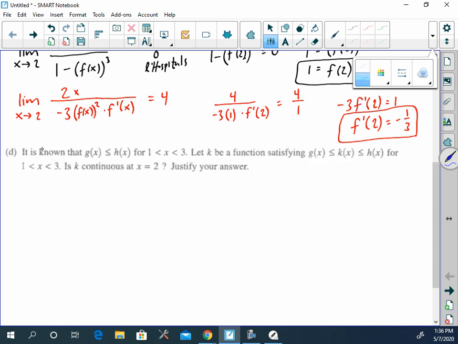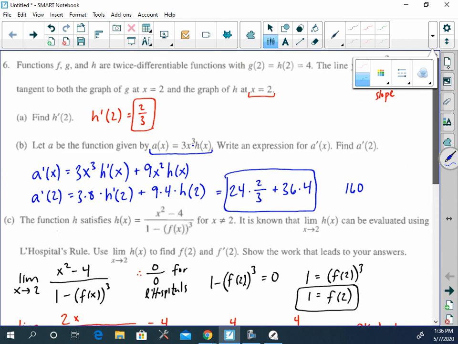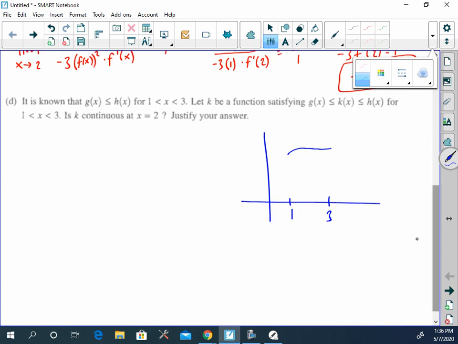So with this one, it says it is known that our g of x is below our h of x or equal to it from 1 to 3. So if we just think visually here, from 1 to 3, we've got our h of x maybe up here, and our g of x is maybe down here. Now we know at 2, they're equal to each other. So at 2 here, they're going to be equal. So maybe g is like this, and then goes up, and then comes back down, something like that.